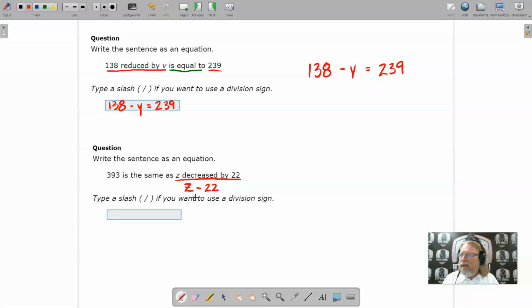I'll cross that z there so we know it's a z and not a 2, is the same as, well, that's an equal sign, right? And then we have the 393. So our final answer would be 393 is the same as z decreased by, subtraction, 22. So we're not really doing any math or solving anything. We're just simply translating from one language over to another language, from the English language here, a verbal statement, over to a mathematical language here, a mathematical statement.